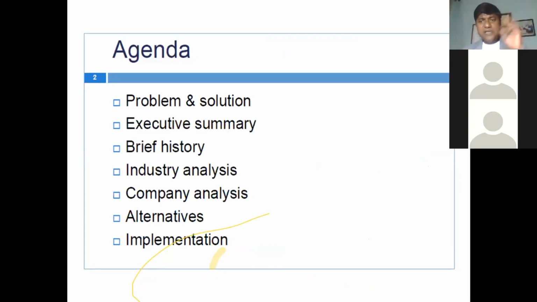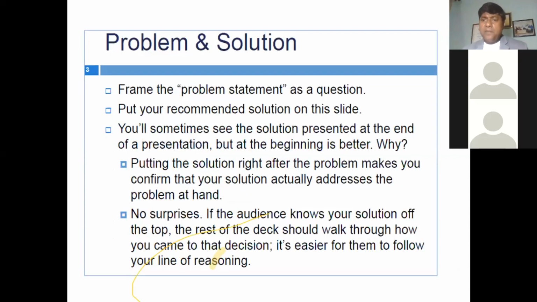I have just identified a few agenda items for this workshop. Number one is the problem and solution, the executive summary, brief history, industry analysis, company analysis, alternatives, and implementation. The same thing I said, problem and solutions. Whenever any case is given, suppose it's an open-ended case, what is generally done? But in most business schools, it's a closed-ended case, right? Because questions are given. The problems are given in the form of questions at the end, which students need to answer in the exams. Even in the classroom, the same thing is exercised.